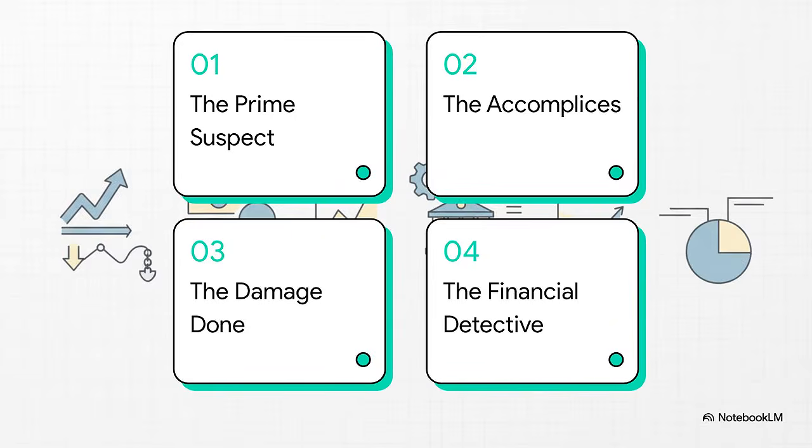All right, here's our game plan. First, we're going to track down the prime suspect using a key piece of evidence, the money equation. Then we'll look at its accomplices, the other forces that help drive prices up. After that, we'll tally up the damage to our wallets. And finally, we'll learn a little financial detective work so you can see right through inflation's tricks.